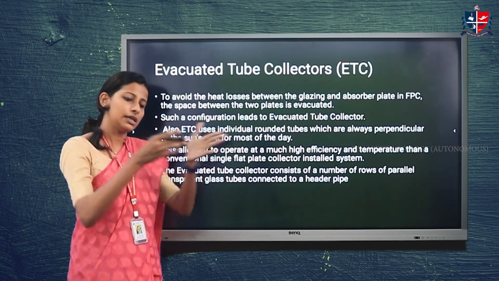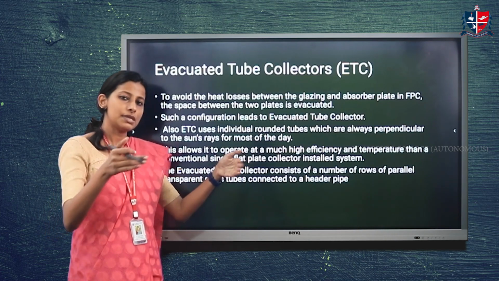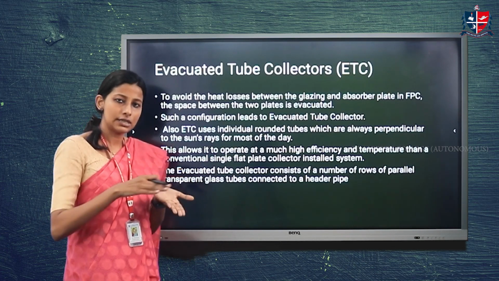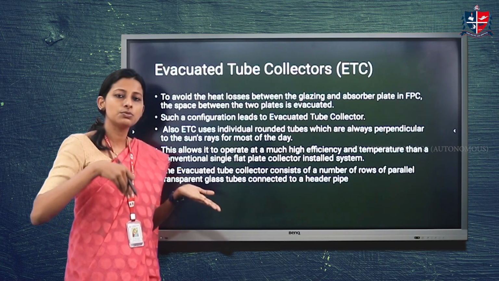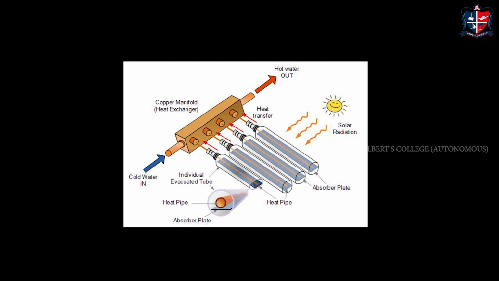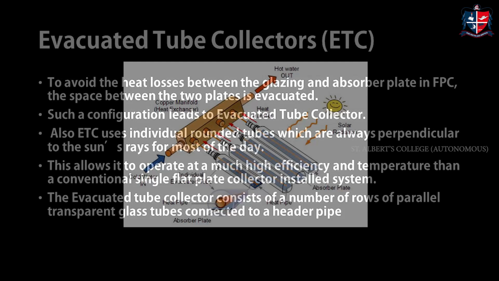A flat plate collector, as we saw, is a box. It is a metal container. On top there is a glass plate, inside is an absorber plate, and in the absorber plate we are embedding different tubes. But this is different. In an ETC, we have individual glass tubes, rounded tubes. Each of them will absorb the radiation and pass it to the header. There is evacuation or vacuum in the space between the absorber plate and the glass plate.